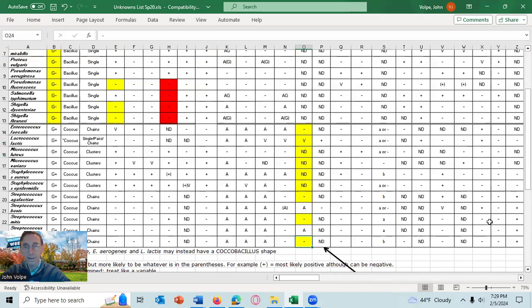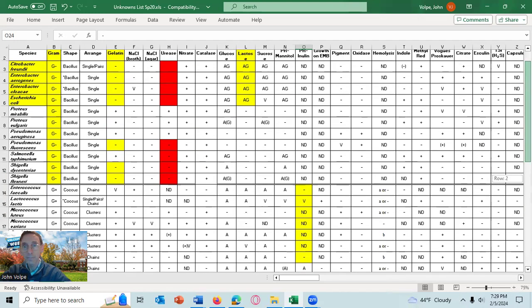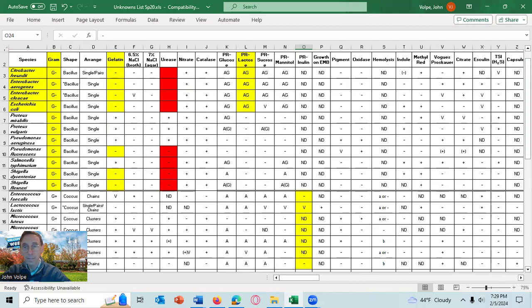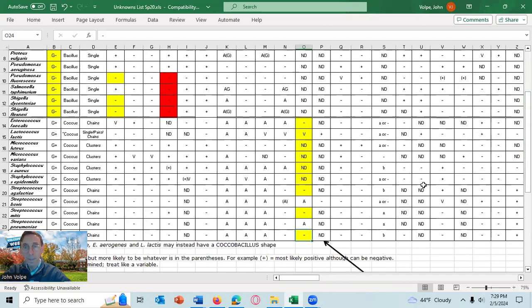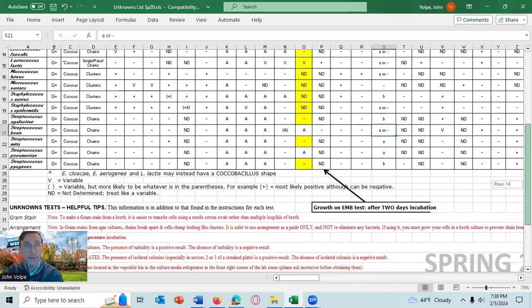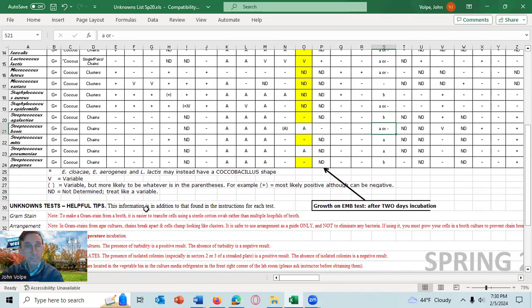Let's see if there's anything else I need to talk about. Oh, the hemolysis: no data on the gram-negative cells, but on the gram-positive cells, we have negative, and then there's beta, and then there's alpha, and occasionally there's alpha or negative. In these alpha or negative, it means that the alpha is very weak, and sometimes it looks negative, and sometimes it looks alpha, and you just have to treat the alpha or negative as both alpha and negative. I think that's it. All right, so that's how you read this table.